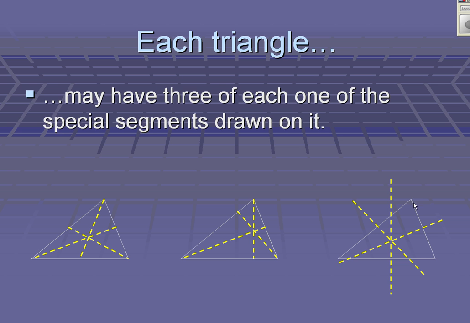Now the perpendicular bisector does not have to connect to one of the vertices. It just has to be perpendicular to each segment. So, for example, this line right here is perpendicular to this side of the triangle at its midpoint. Okay.